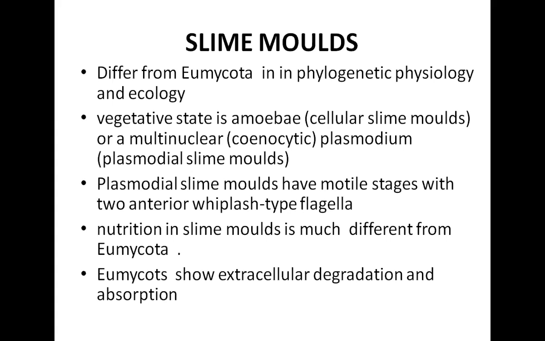Slime molds. Slime molds differ from Eumycota from the phylogenetic, physiological, and ecological points of view. Their vegetative state may be cellular slime molds or plasmodial slime molds. Cellular slime molds resemble amoebae, and plasmodial slime molds may be coenocytic plasmodium, a multinucleate single-celled plasmodium. Plasmodial slime molds have motile stages with two anterior whiplash type of flagella.